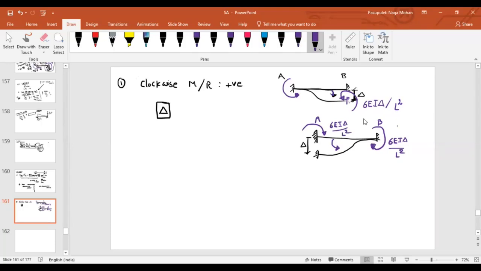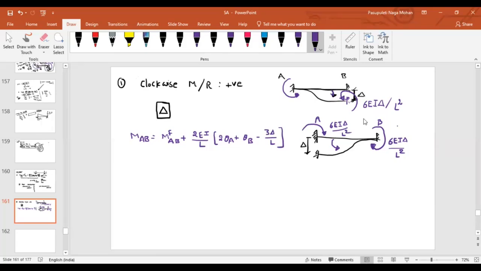Now, if you go back to the equation, what is our equation talking about? Moment at A towards B. What is the equation? Fixed end moment at A towards B plus 2EI by L times 2 times of near end rotation minus 3 delta by L.